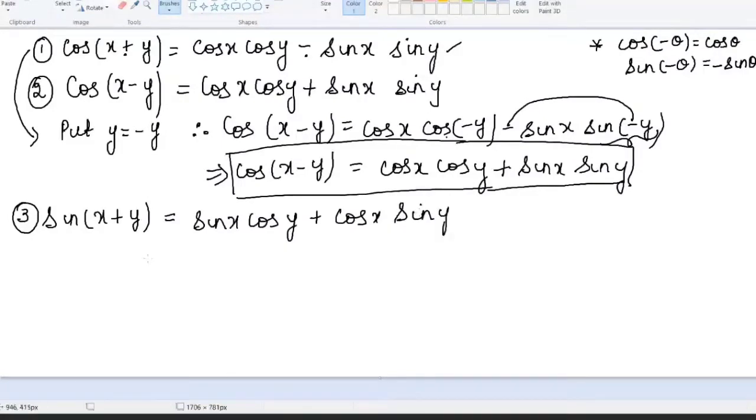First sine will come to the first person. Sine will say, okay, x is mine. So the cos, another person, will say, okay, y is mine. Now they are interchanging the persons. Remember like that. So sine x cos y plus, interchange now, cos x sin y. That is the formula. How to get that, I'm going to explain to you.